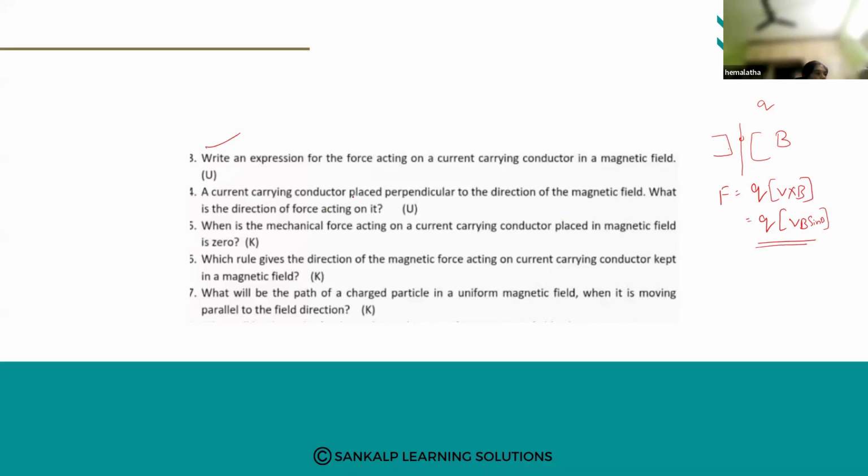Next one, a current carrying conductor placed perpendicular to the direction of magnetic field. What is the direction of the force acting on it? If it is kept perpendicular, so this is the condition. Correct? Like this, I am explaining everything.